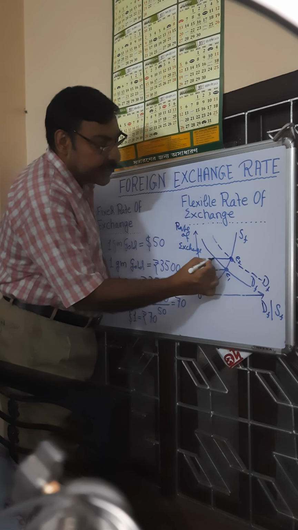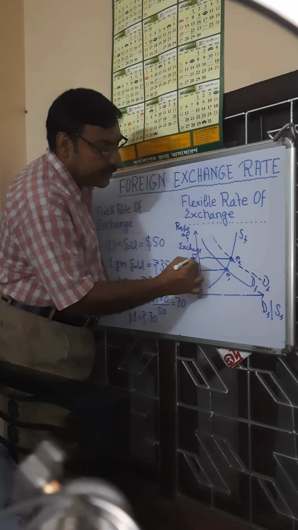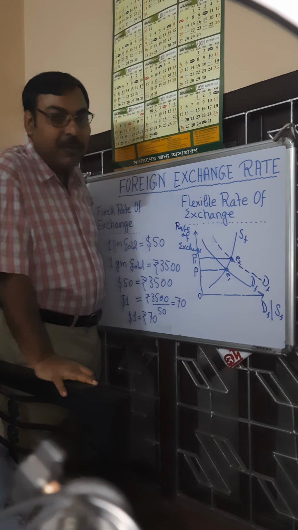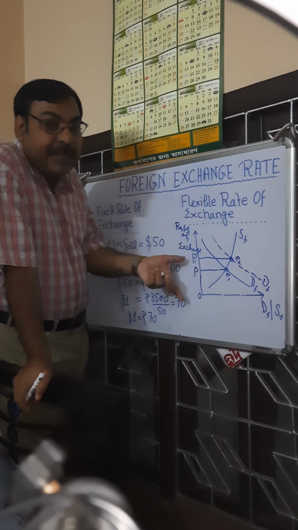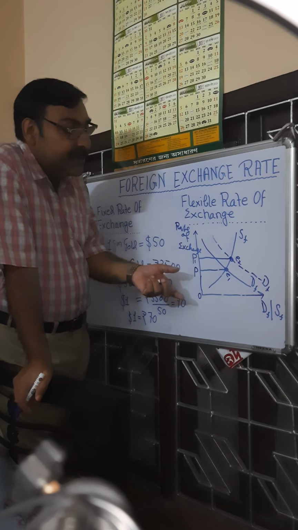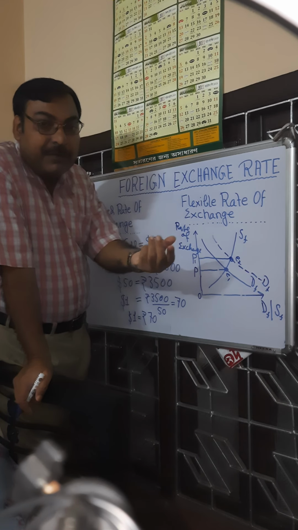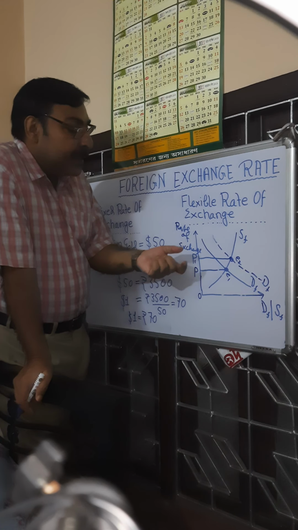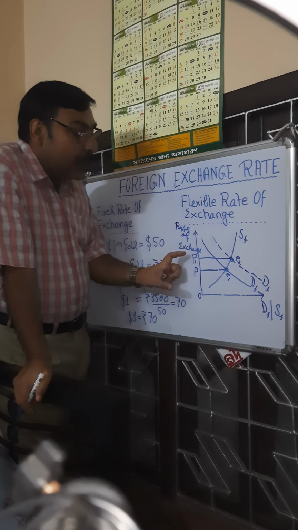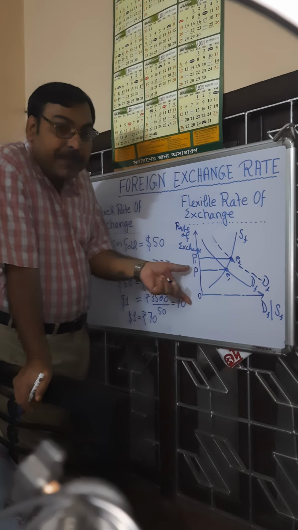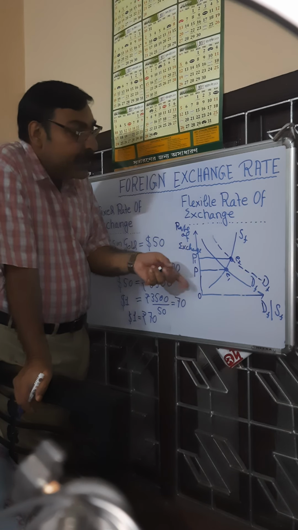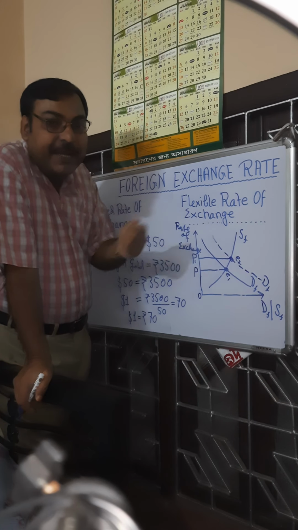Corresponding to that, we are getting a higher rate of exchange, OP1. What does it mean? It means now more rupees are to be sacrificed, if we are considering the exchange rate between dollar and rupee. Exchange rate means how much rupee is to be sacrificed against $1. Initially it was OP, now it has increased to OP1 because of increase in demand for foreign currency.